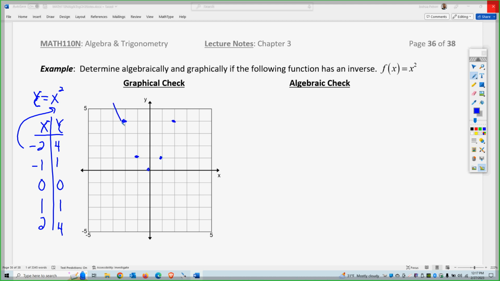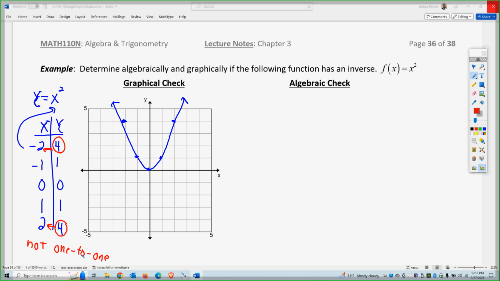So we're asking ourselves two different questions: is it one-to-one, and does it pass the vertical line test? First off, is it one-to-one? Well, the problem is that 4 in the output, the range, maps to two different numbers. So it is not one-to-one.